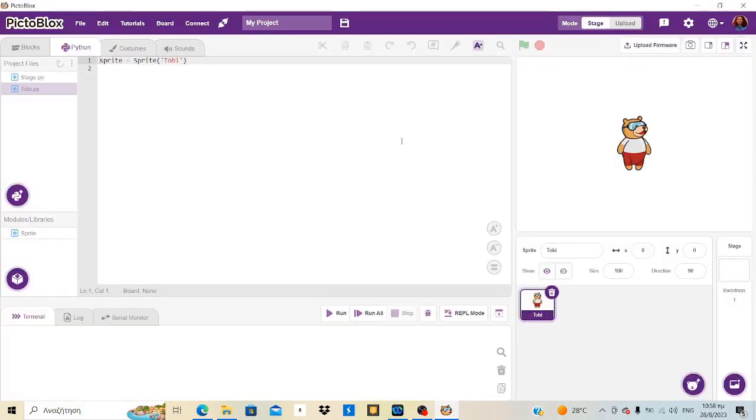PictoBlocks is a very interesting program that uses Python. Today we will code a loan interest calculator using Python. Our sprite main character is Toby. As we can see here, the first command is sprite equals Sprite Toby.